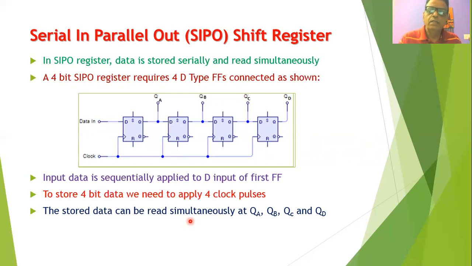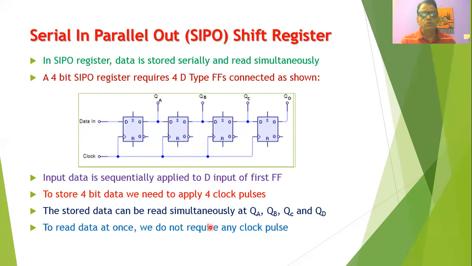Also, it is possible that you can make some control output so that whenever we want to read the output, you can make use of AND gates, and whenever the AND gates are enabled, then only the data can be read. So in order to read the data at once, we do not require any clock pulse. So this is the shift register where 4 clock pulses will be required to store the 4-bit of data. But to read the data, we do not require any clock pulse.